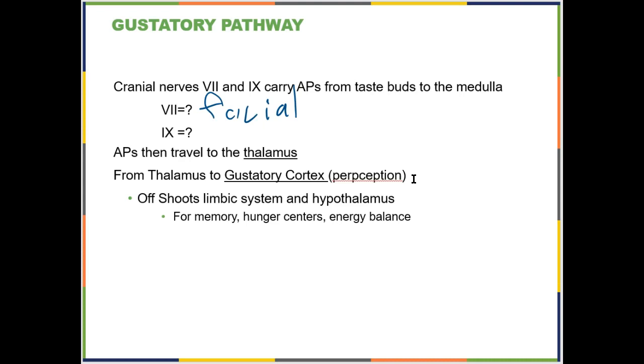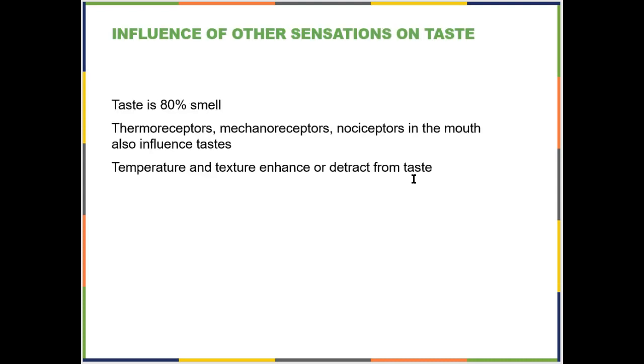And then the offshoots include also the limbic system and the hypothalamus, again for regulating hunger and memory and energy balance and all sorts of stuff. Nothing from this slide is on the exam, so I won't spend too much time talking about it.